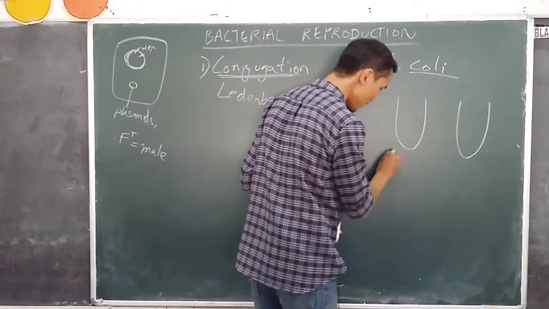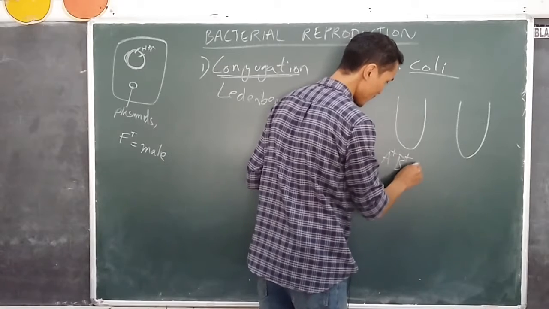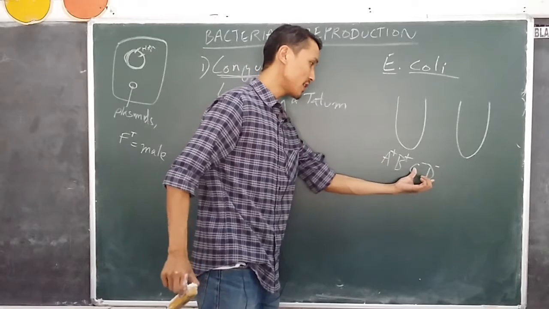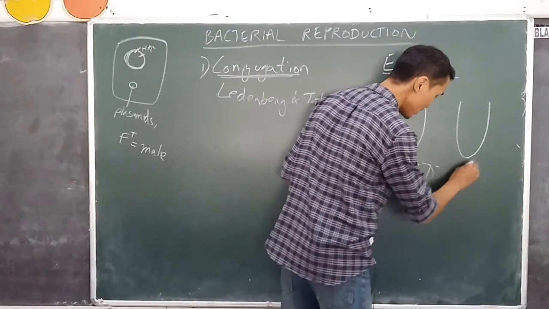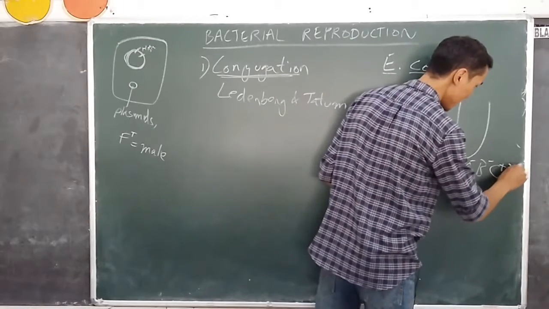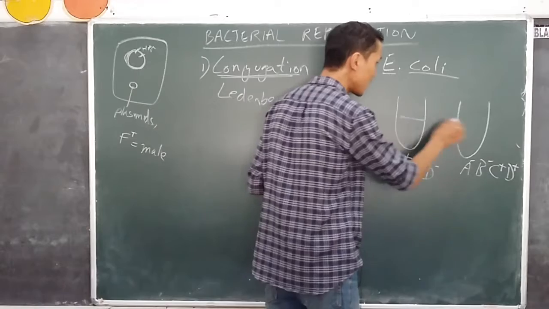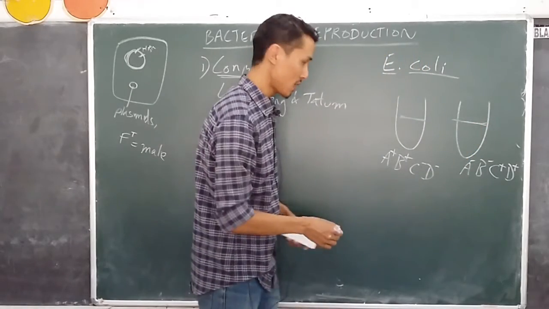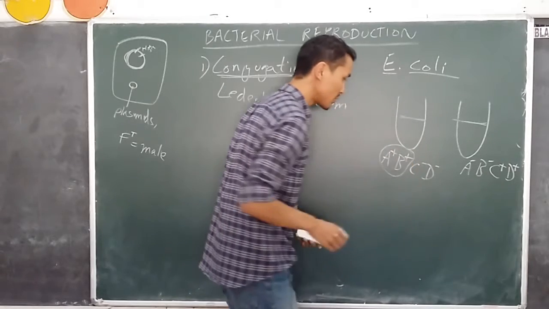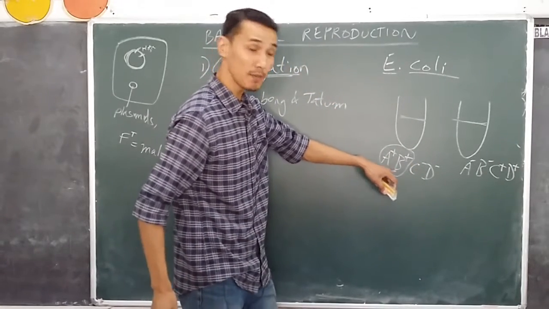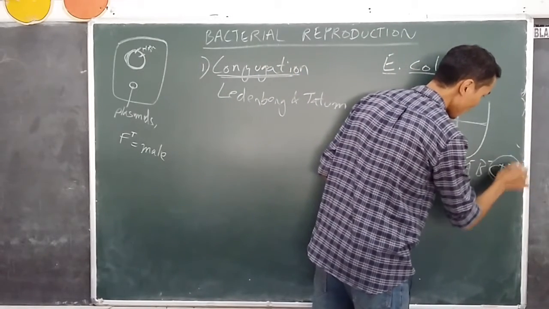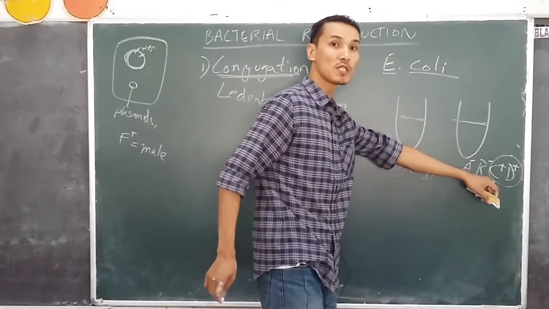In this particular medium, A and B growth factors are present and C and D growth factors are absent. In this particular medium, growth factors A and B are absent and growth factors C and D are present. That means for the bacteria growing in these two mediums, this one is able to produce growth factors A and B. The bacteria over here has the capability to produce C and D.